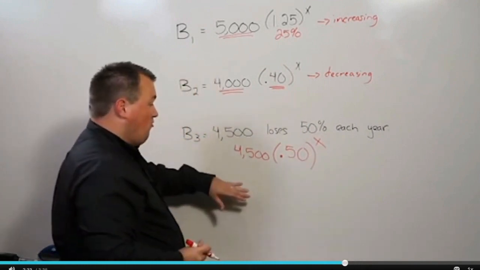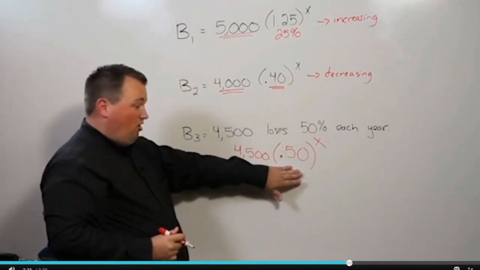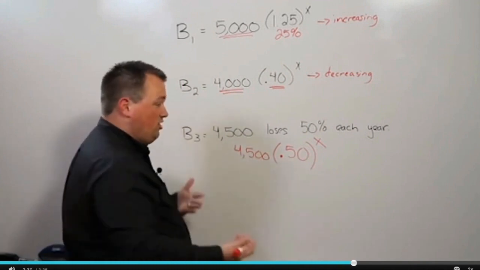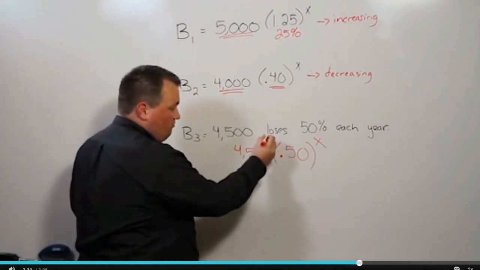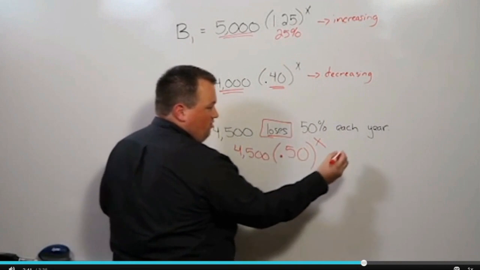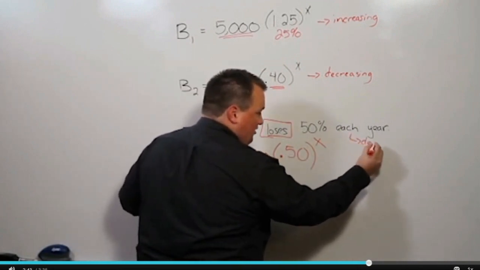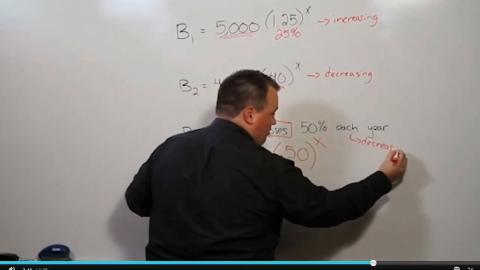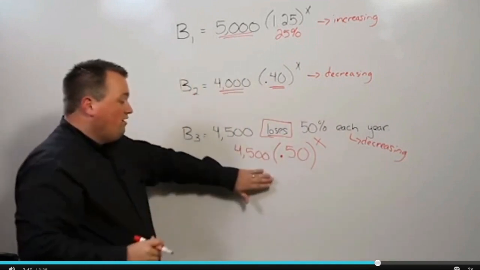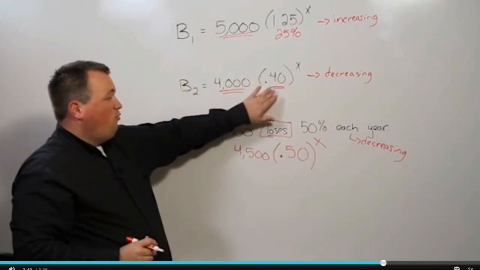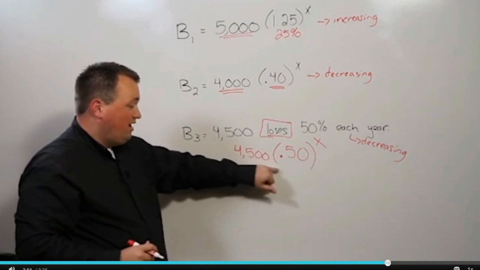So we can easily determine by the way it is written here, our percent of change is less than 1, so we know it's decreasing. And of course, our problem actually says it loses. So we would say it is decreasing. Now, when you look at these two, we have 4,000 times 0.40 and 4,500 times 0.50.